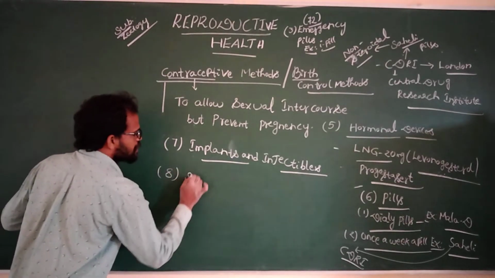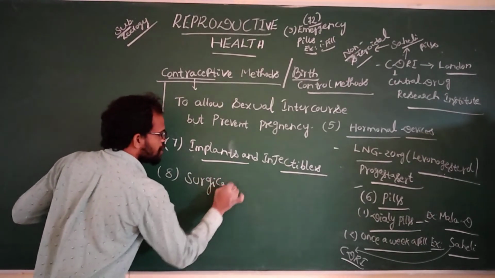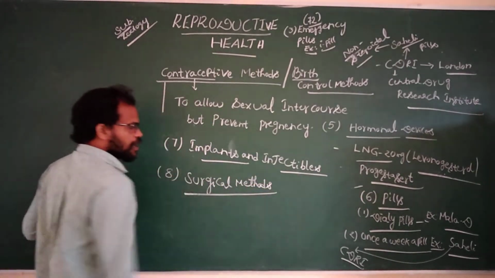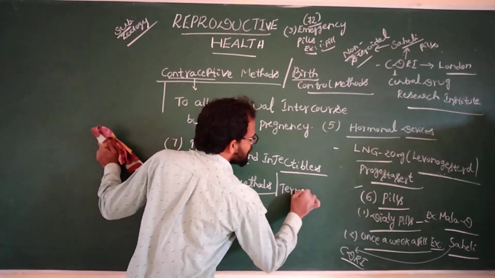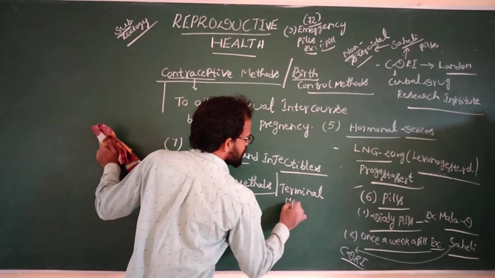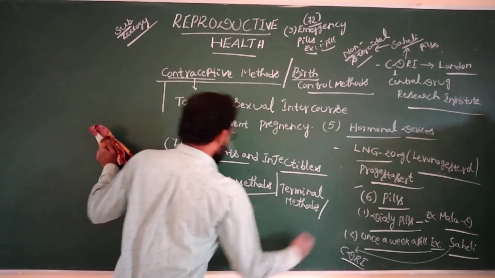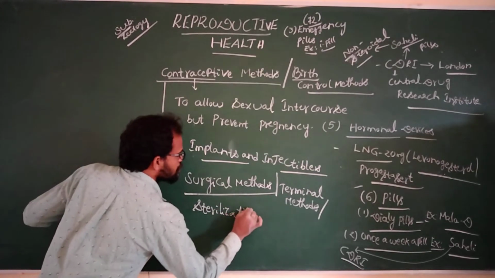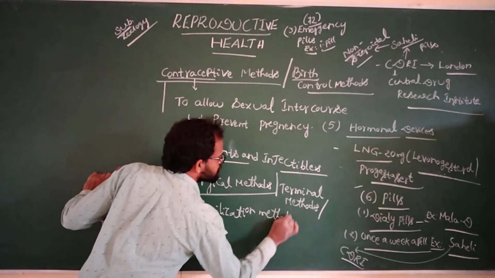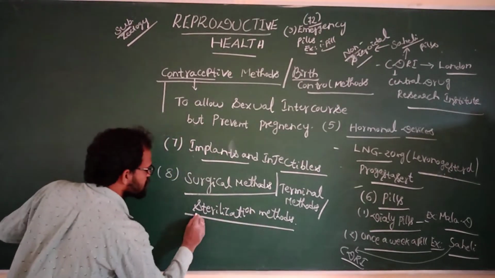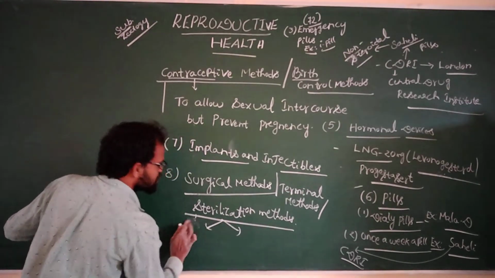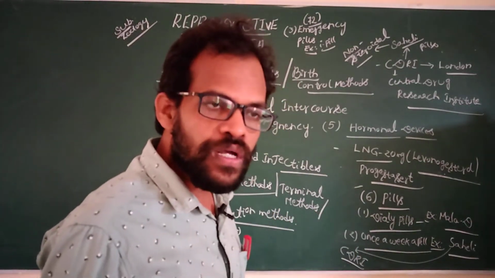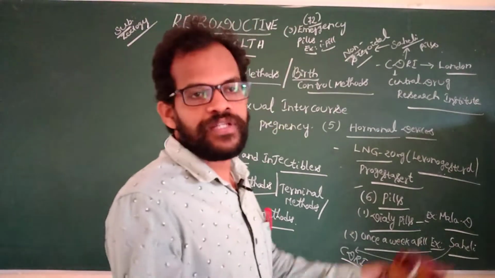What is the next method? It is the surgical methods, which are also known as terminal methods or sterilization methods. There are two types of surgical methods. These are the permanent methods. With the help of surgical methods, couples take part in sexual reproduction, but there is no pregnancy.